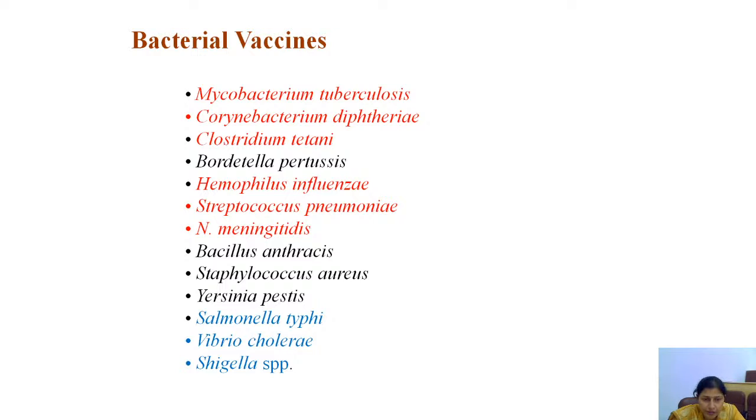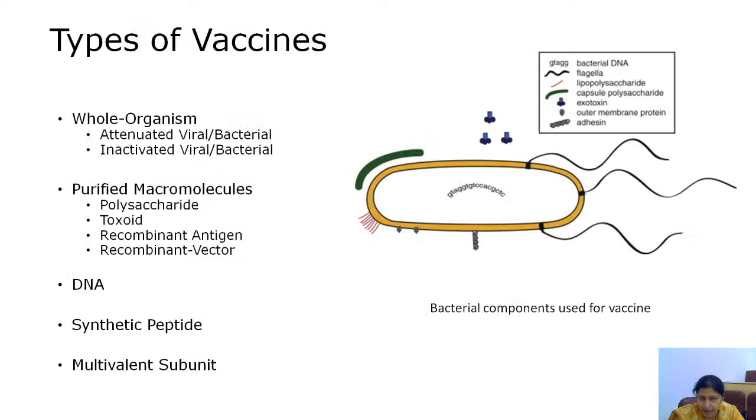The other vaccines, against Bacillus anthracis, Staphylococcus aureus or Yersinia pestis, are still under development. For Salmonella typhi, Vibrio cholerae and Shigella, vaccines against these pathogens are available and they are specifically used when indicated: if the country is endemic, or if there is some outbreak, or you are traveling to an area which is endemic, then these vaccines are indicated.